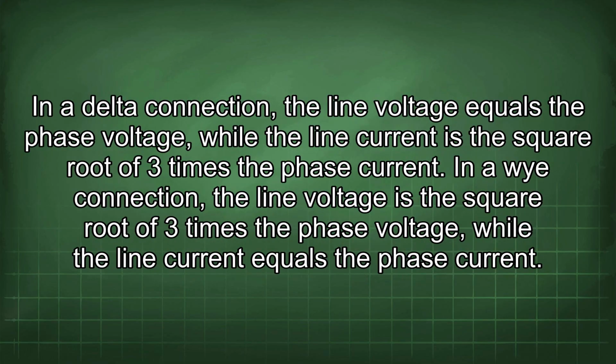In a delta connection, the line voltage equals the phase voltage, while the line current is the square root of 3 times the phase current. In a Y connection, the line voltage is the square root of 3 times the phase voltage, while the line current equals the phase current.